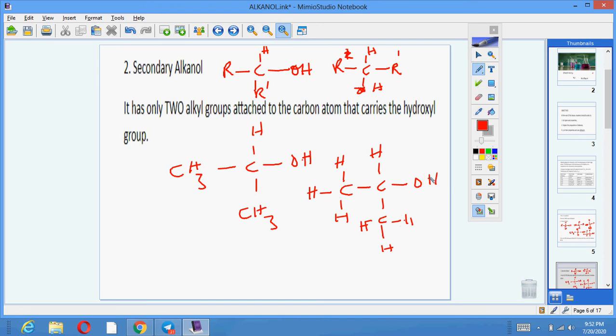If we open it up and go like this, one, two, this is two carbons, that's ethane, so this is ethanol, and we are sidelining this one. So this is 1-methylethanol, or propan-2-ol.